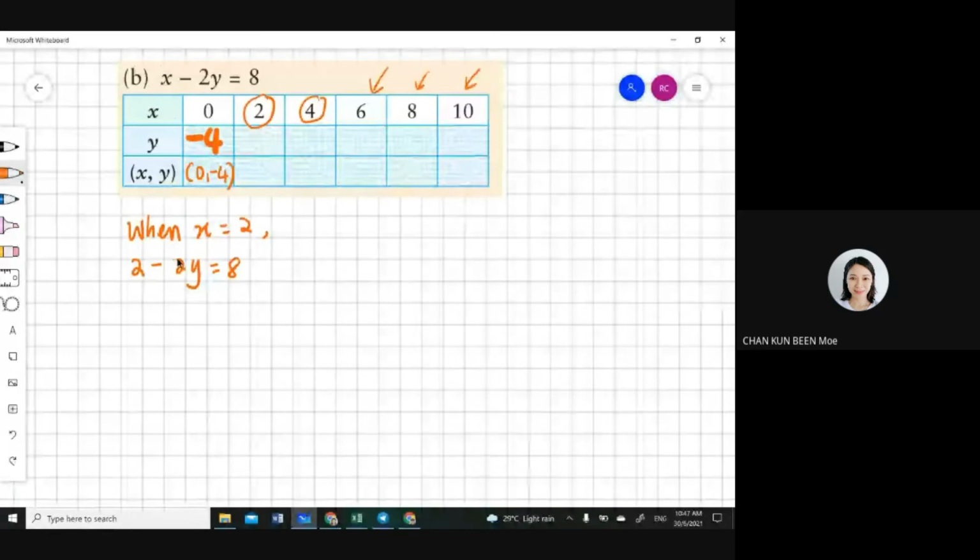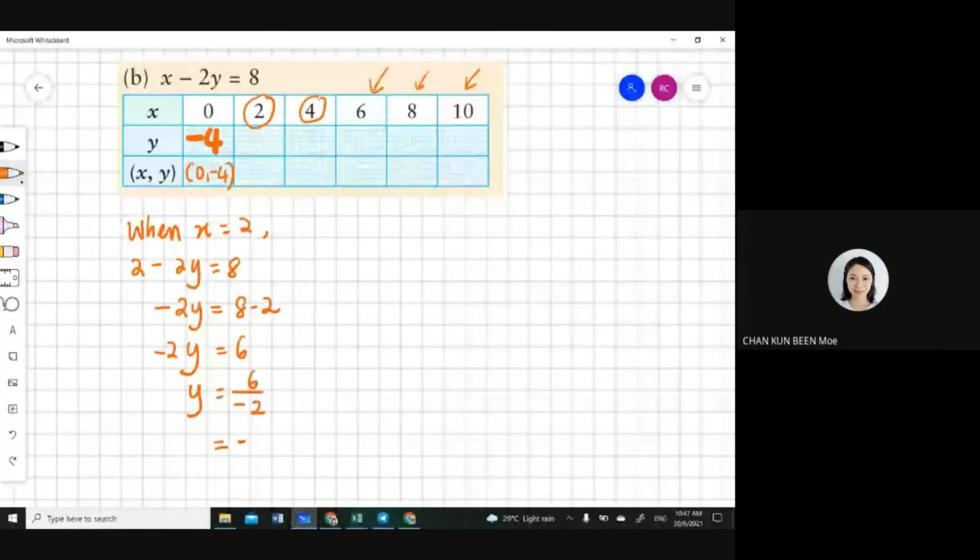So we want to get the value of y. I'm going to move the 2 to the back. So this 2 will be moved to the back, becomes negative 2. Therefore, the y is equal to negative 2 here is 6. So I write down first, 6. Negative 2y equals 6. So y is 6 divided by negative 2. The answer is negative 3.